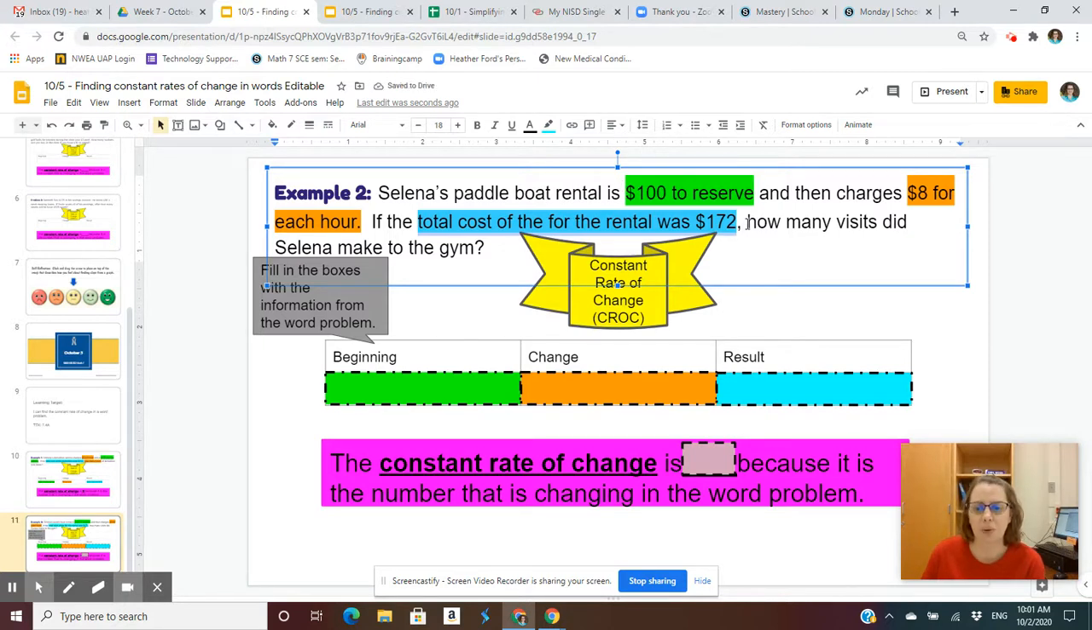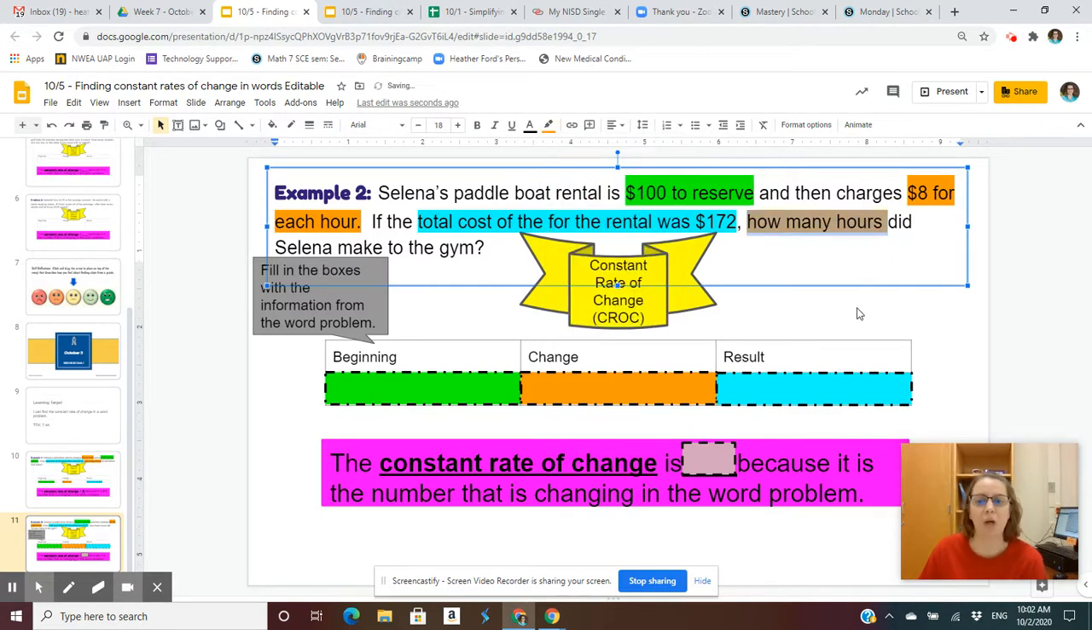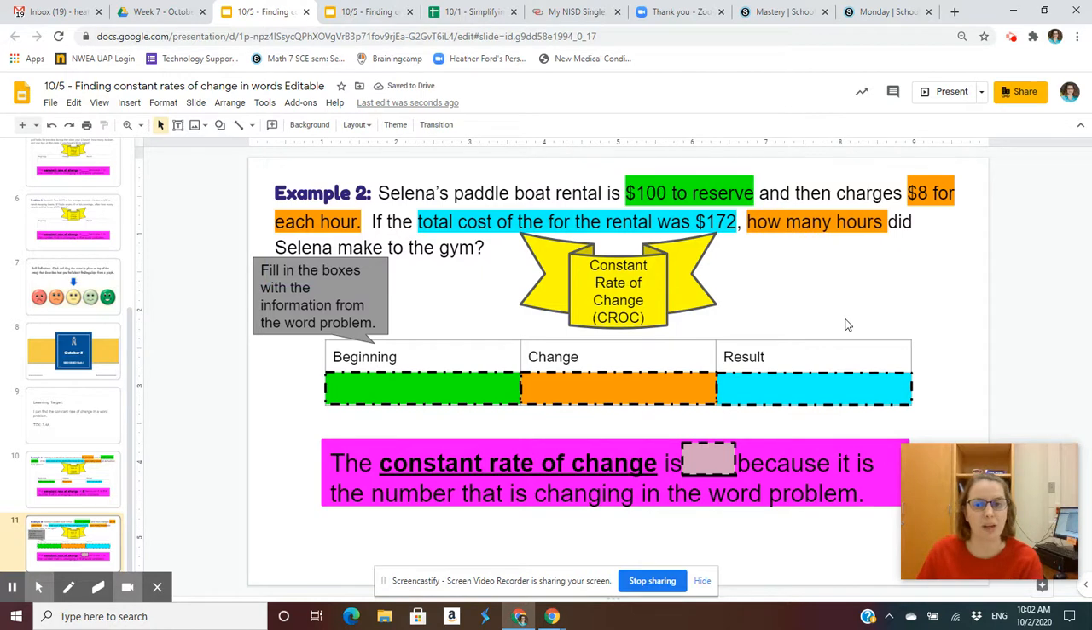Now take a look. The question says how many visits? Oh, whoops, that should not be visits. It should be hours in the question. Sorry, that was a typo on my part. So how many hours did Selena rent the boat? So I'm going to go ahead and highlight that in orange as well because that tells me what I'm looking for. That gives me my variable.